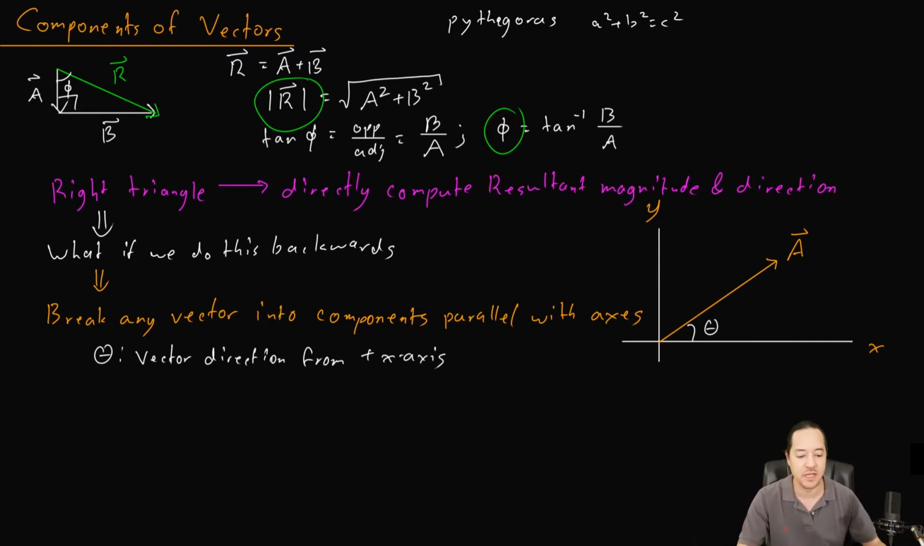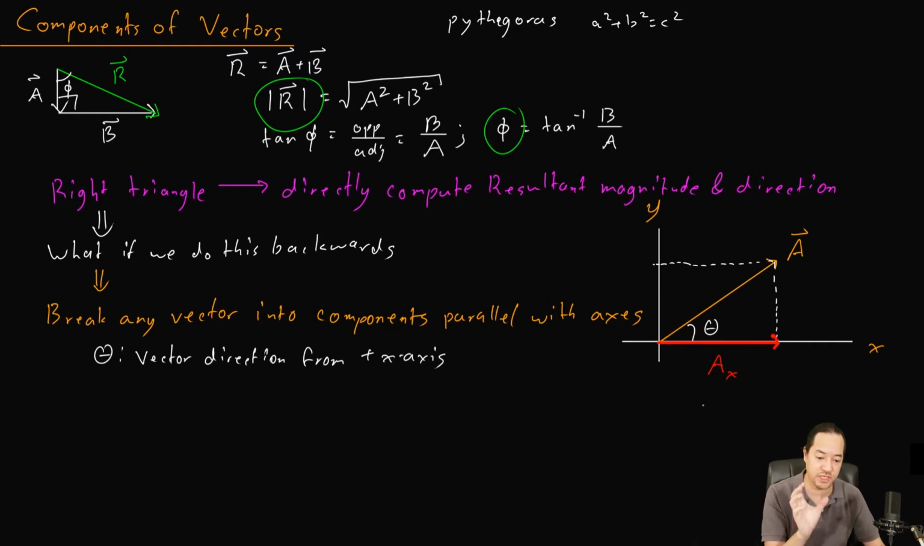Okay, good. Now, if this is true, then we should be able to decompose this vector A into x and y components, just like this. So what I'm going to do is I'm going to call this side here, I'm going to call this A sub x. So it's the x component of A. And then I'm going to look at this side.